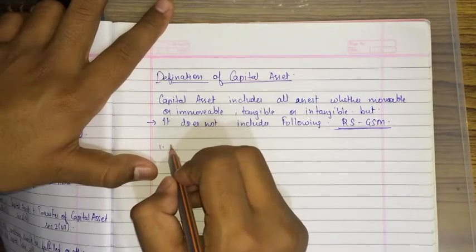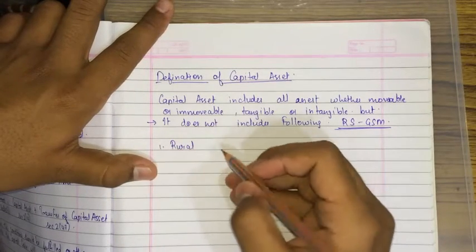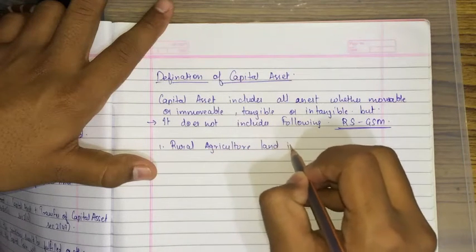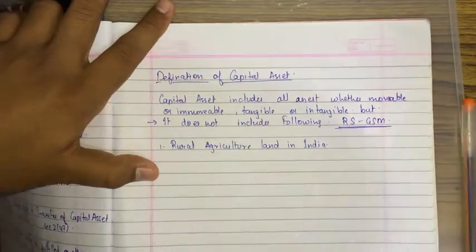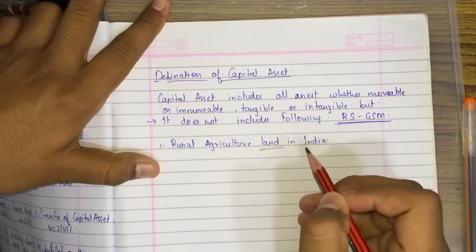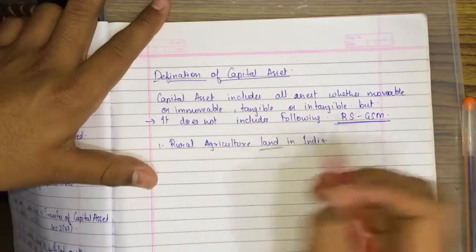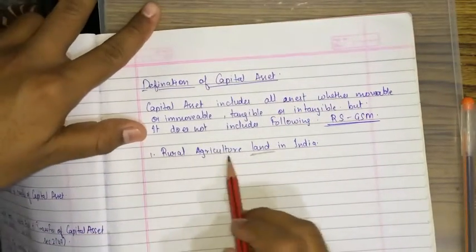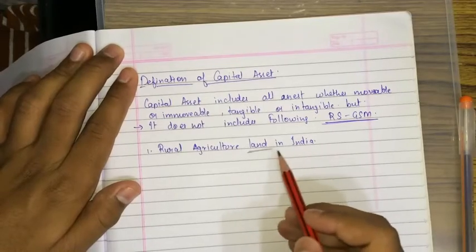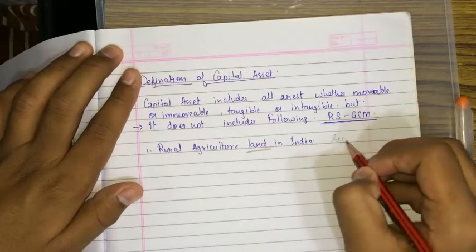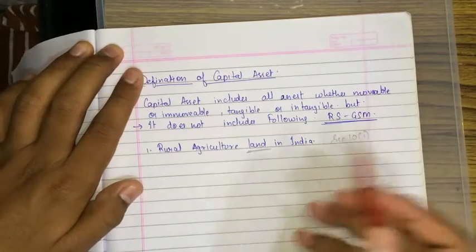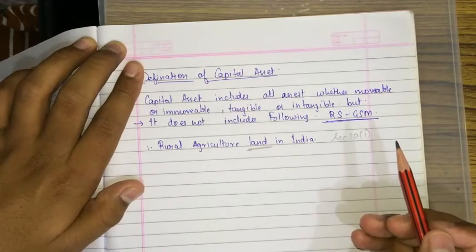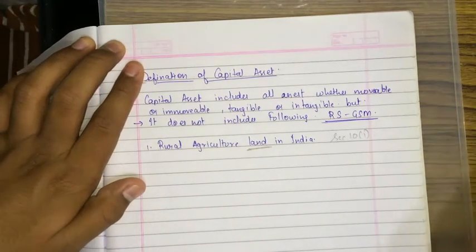See, what is it? Rural agricultural land in India. R stands for rural agricultural land. Land is a capital asset, yes or no? But for this chapter, for this particular capital gain, rural agricultural land in India will not be considered for calculation of capital gain. If you remember section 10 subsection 1, agriculture income, similarly the agricultural land is sold. The farmers are given priority in India.